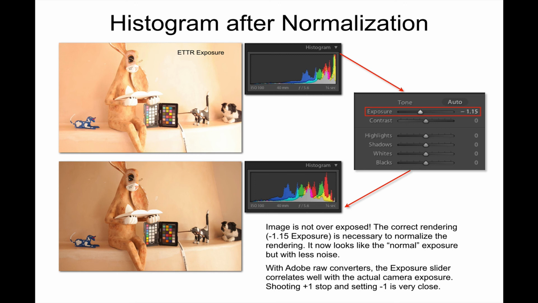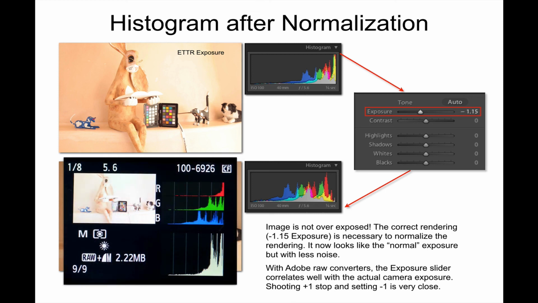With the Adobe RAW converters, I've noticed that the exposure slider correlates pretty well with how much I've overexposed or exposed to the right the image based on what the histogram on the camera or my light meter in the camera told me. So in this case, all I have to do is move the slider down about 1.15 for this particular image, and all of the data is really there.